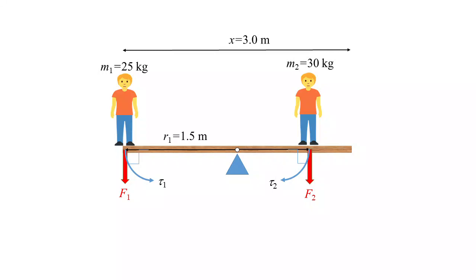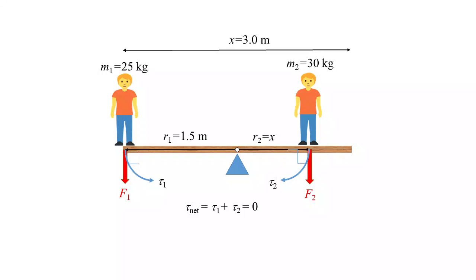Let's now consider a slightly different but related problem. Consider the left child standing at 1.5 meters from the center where the pivot is. Where does the second child have to stand on the right in order for the seesaw to be balanced? So in this situation, we want the net torque to be 0 so that there is no net rotation.